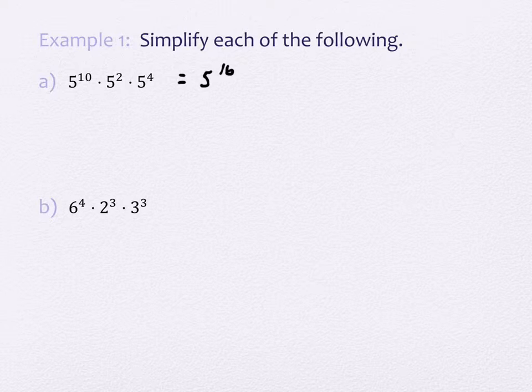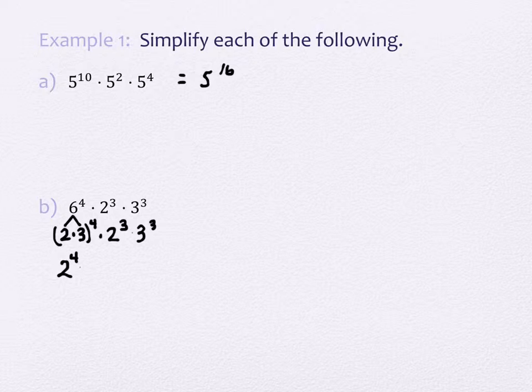Okay, so here's the deal. What we could do is we could take the number 6 and we could break it down. 6 is what? 2 times 3. And then we could recognize that, of course, this is 2 times 3 to the 4th. I have 2 to the 3rd, and I have 3 to the 3rd. So properties of exponents say I can write this as 2 to the 4th, 3 to the 4th, 2 to the 3rd, 3 to the 3rd. Is everybody good with that so far?